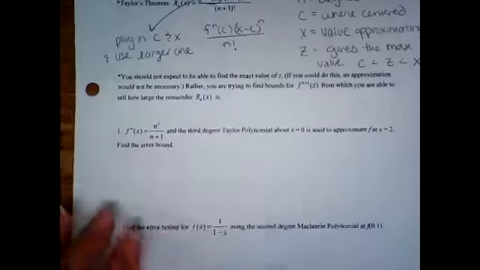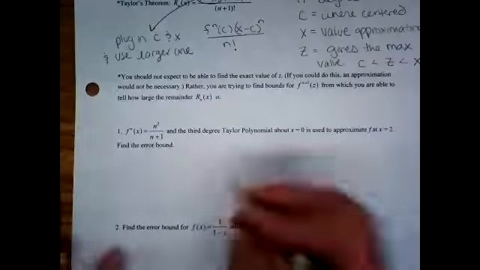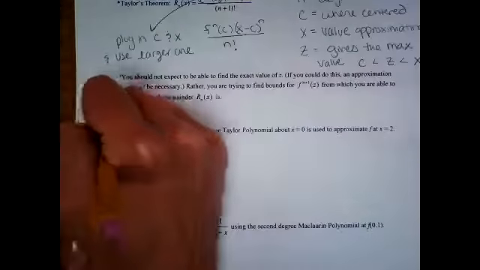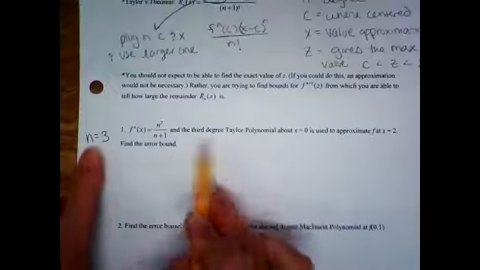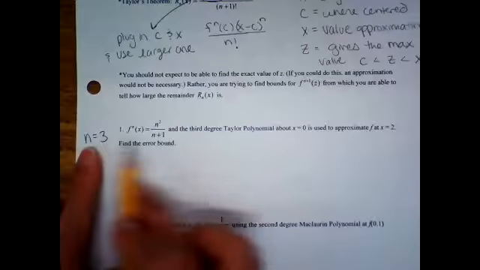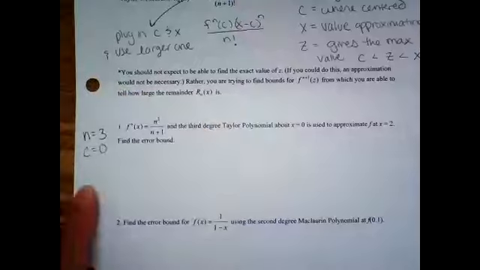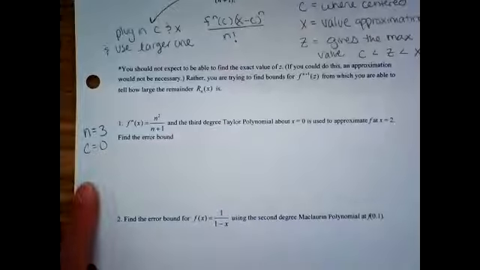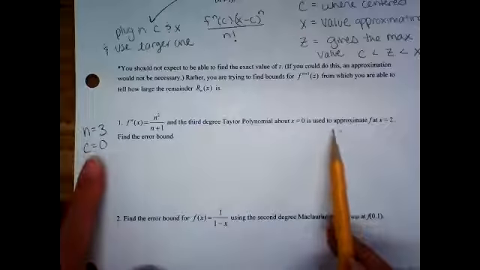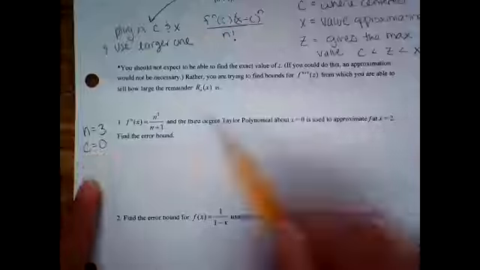Third degree polynomial. You can stay organized however you like. What I usually do is write the information off to the side. Third degree polynomial means that n is 3. We're centered around 0. Again, they just use 0 for these, which is nice, keeps things simple. And we're doing an approximation at x equals 2.